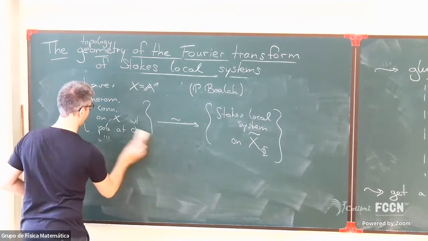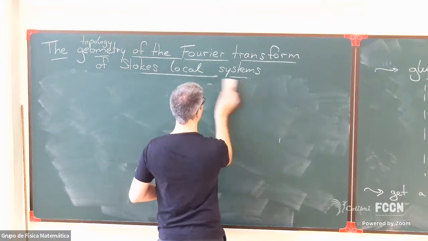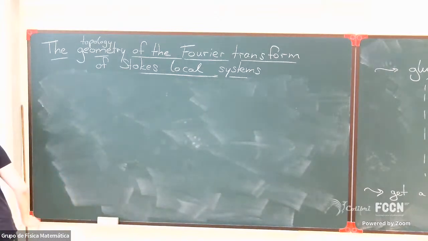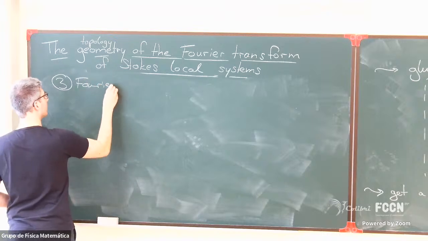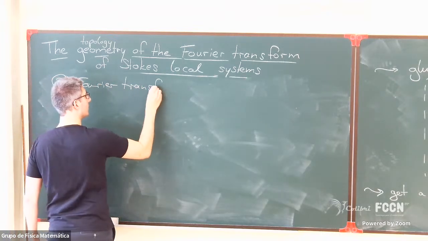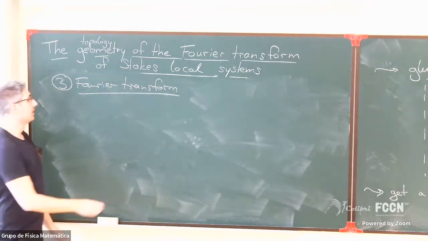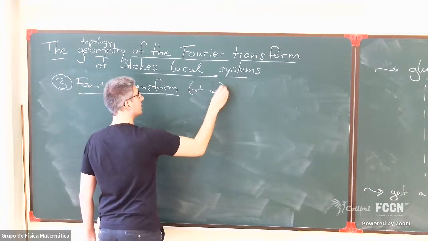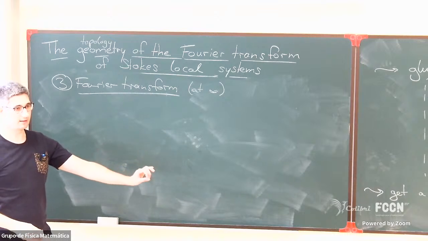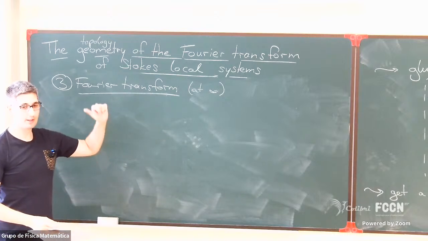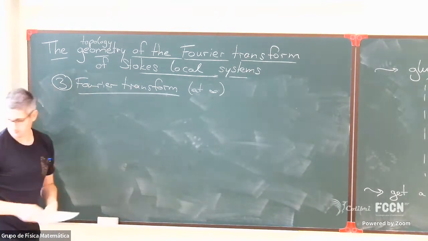Okay, so I'll speak about the Fourier transform. So we do Fourier transform at infinity, so we slightly change perspective. Up to now, I told you we're working on the complex plane, the singularities at the origin. Now I will work on the Riemann sphere and the singularity at infinity.